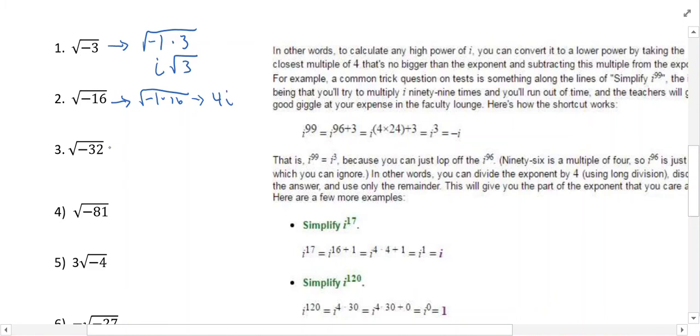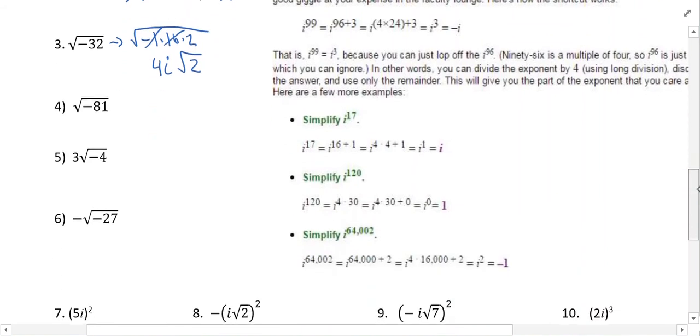All right, this next one, negative 32. Again, you want to think about it as negative 1 times 16 times 2, because again, we're still trying to find the biggest perfect square factor. So then when I take it out of the radical, the square root of 16 is going to give me 4. The square root of negative 1 is going to be turned into i, and I can't do anything with rad 2. So my final answer is 4i rad 2.